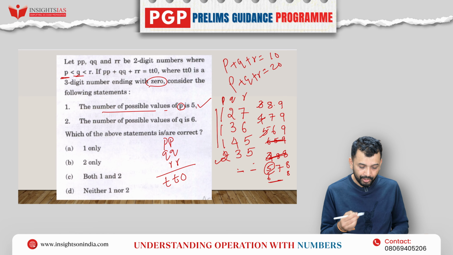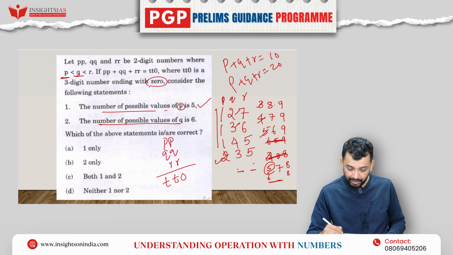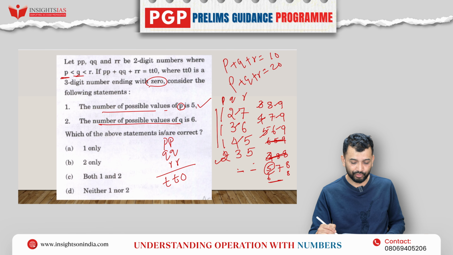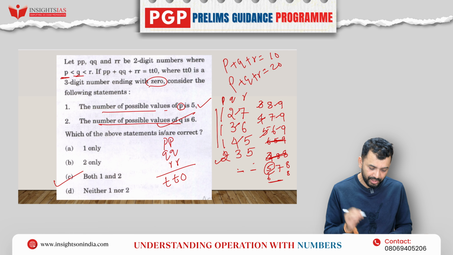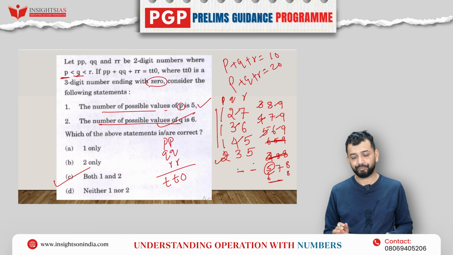This is correct. Now the total number of possible values for Q: 2, 3, 4, then 6, 7, 8. Here also it is 7, here also, so it does not matter. So how many different values are we having? 6 different values. This is also correct. So the answer should be both 1 and 2. So that is your answer.